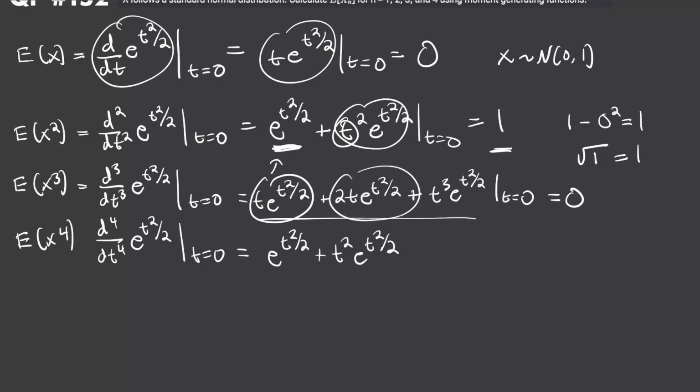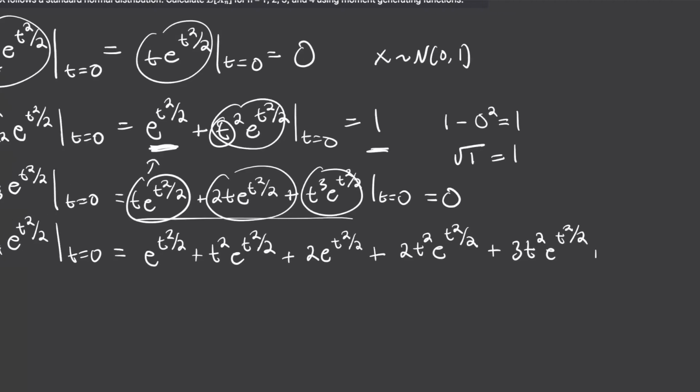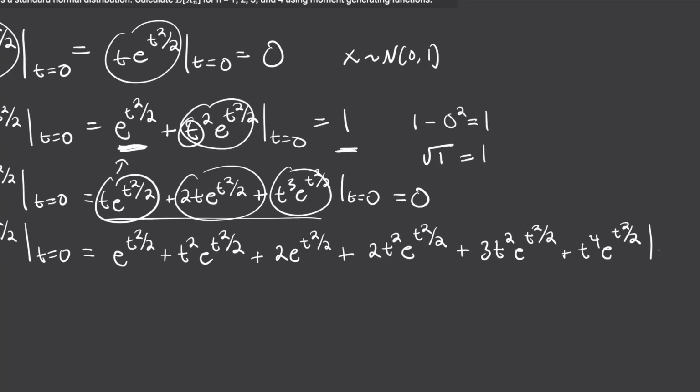Now the derivative of this one, some more chain rule action. It's getting complicated at this point, but we're going to have 2 times e to the power of t squared divided by 2, and then we're going to have our 2t squared times e to the power of t squared divided by 2. And then finally, for the derivative of this one, we're going to have, again, by the chain rule, 3t squared times e to the power of t squared divided by 2, and then we're going to have our final t to the power of 4 times e to the power of t squared divided by 2, and we're evaluating this at t equals 0.